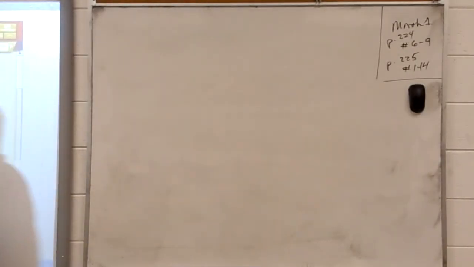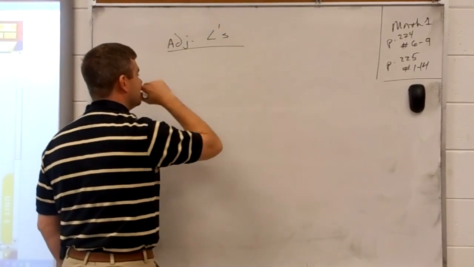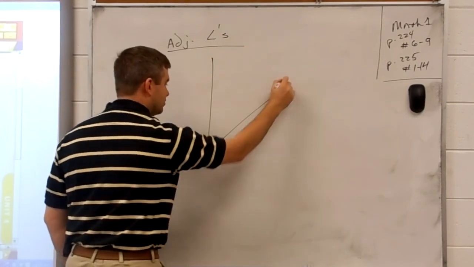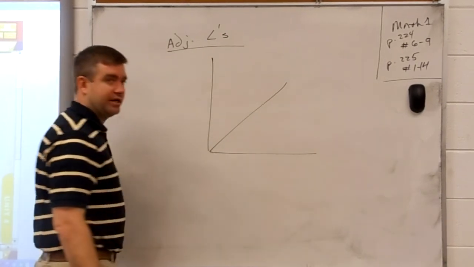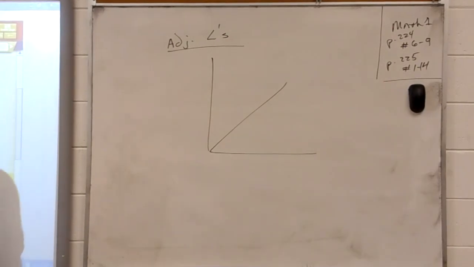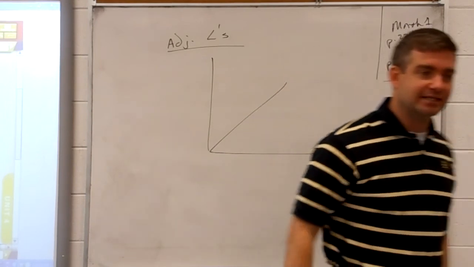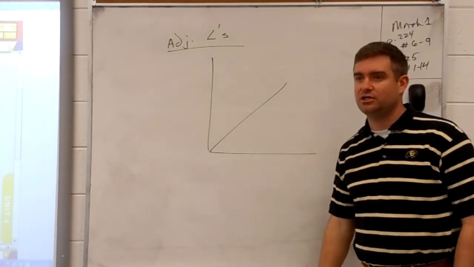Now talking about 4.6. We just copied down the vocabulary on page 223. The first thing we're talking about is adjacent angles. Adjacent angles are two angles that are next to one another, just like two parking spaces. If you park next to someone, you are adjacent to them. The person sitting in the desk next to you is adjacent to you.